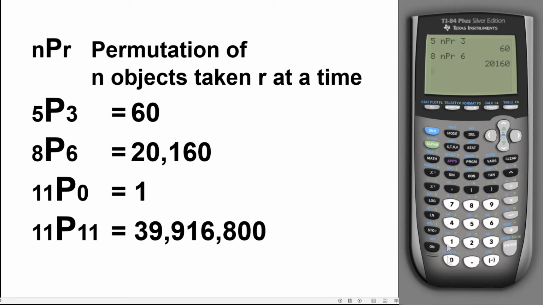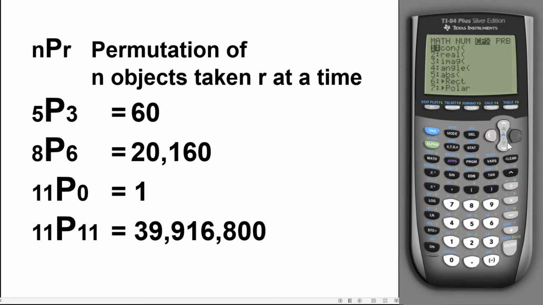Let's say you had 11 objects. We'll put 11 in. And you choose to take 0 objects at one time. How many ways could that be done? If we go and put in nPr and then type in 0, there literally is one way to pick 0 objects out of 11.